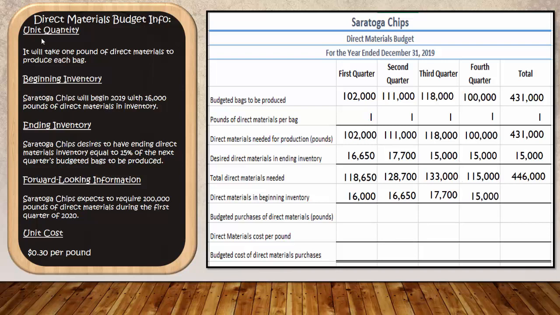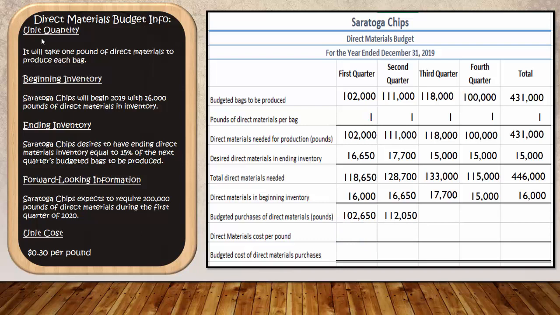The total column, again, is for the year. So how many pounds of materials did we have in beginning inventory at the beginning of the year? We had 16,000. To figure out the amount of materials that we need to purchase in each quarter, we simply take the amount of materials needed and we subtract what we already have, which is the materials in beginning inventory. So for the first quarter, we take the 118,650 pounds of materials needed, and we subtract from that the 16,000 pounds of materials that we have in beginning inventory, which means we're going to need to purchase 102,650 pounds of direct materials.